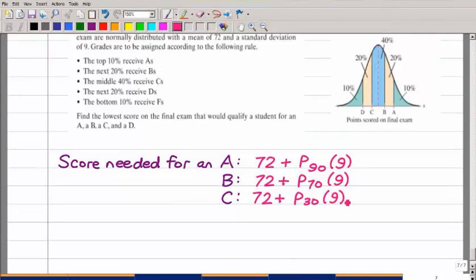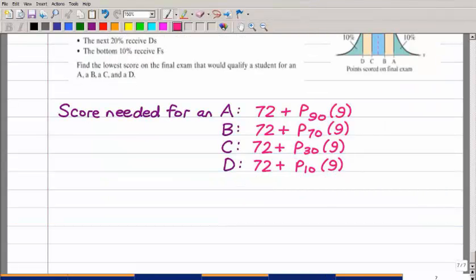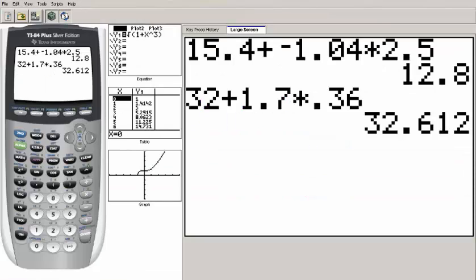That's 72 plus P30 times 9. Then for D, there's only 10% below a D. Whatever this minimum number is for a D, F would be anything below a D, so there's nothing to calculate for an F. But let's put these in the calculator and do this real quick.